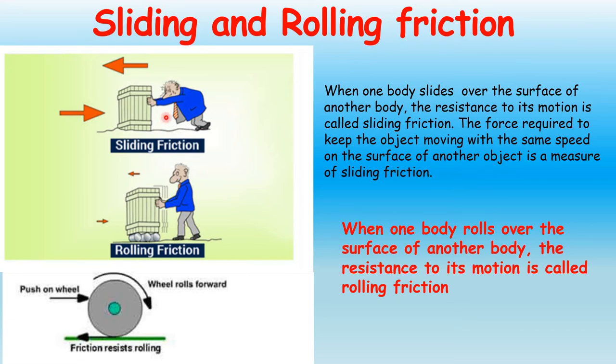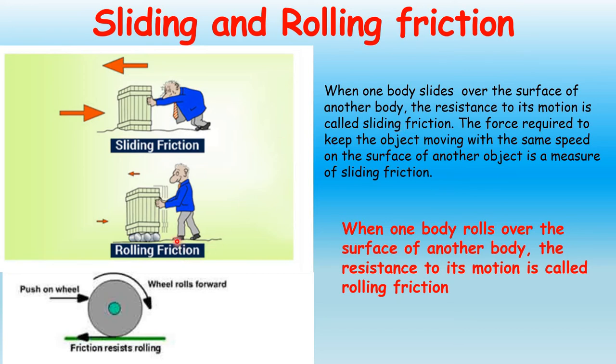You have to just understand, once the body starts moving, the frictional force applied on the object in the opposite direction is known as sliding friction. You can put it in very simple words: when one body slides over the surface of another body, the resistance to its motion is called sliding friction. In the park we all must have experienced the sliding motion. When you slide, the whole body is in contact with the smooth surface.